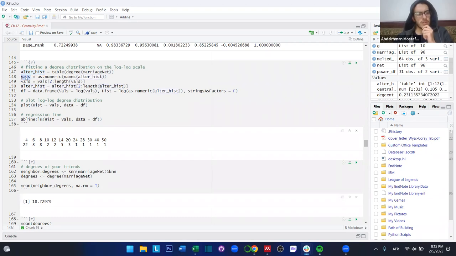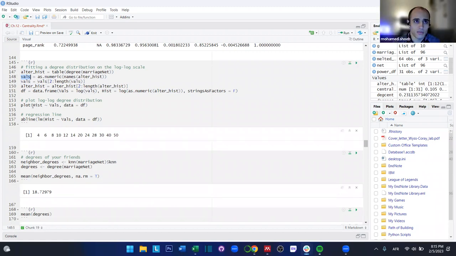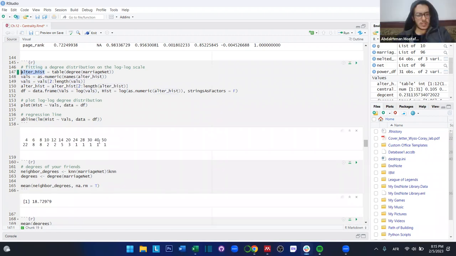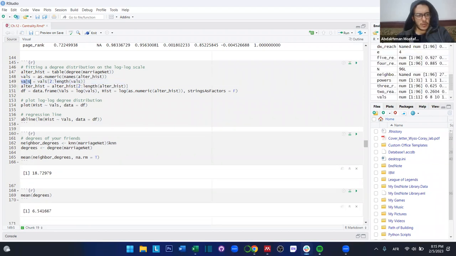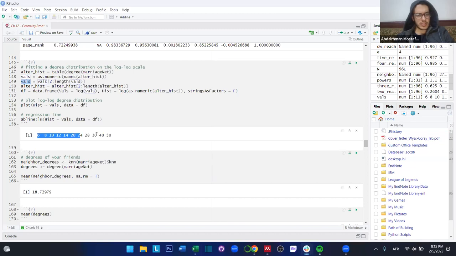So vals here would be the degrees, the names of that table, right? So this row would be the degrees. And then they take off the first value because it was the most common, perhaps, and that would make the histogram more informative.